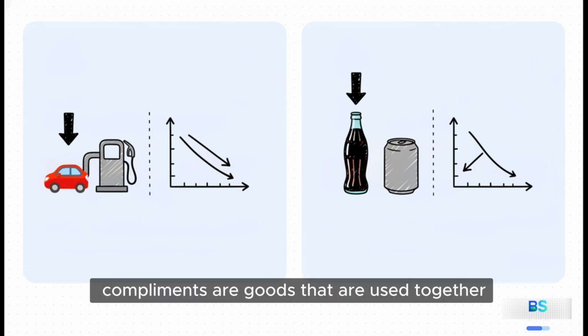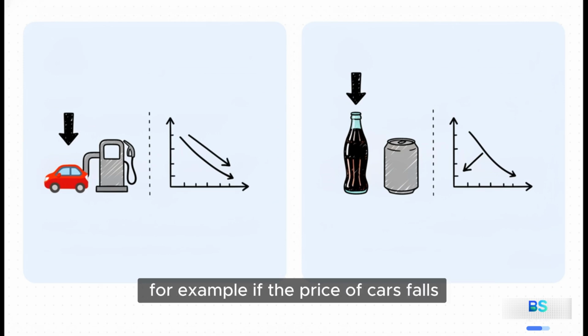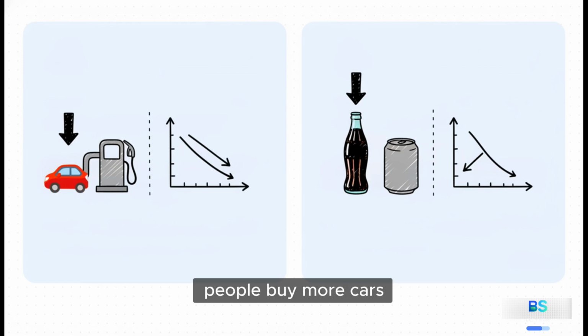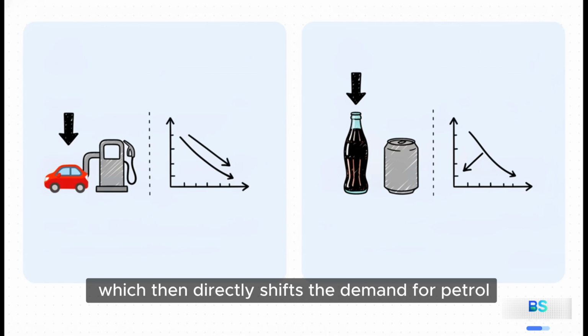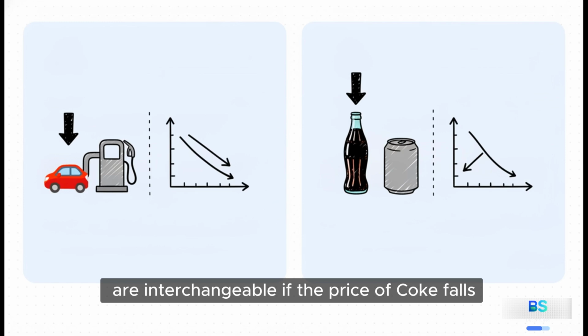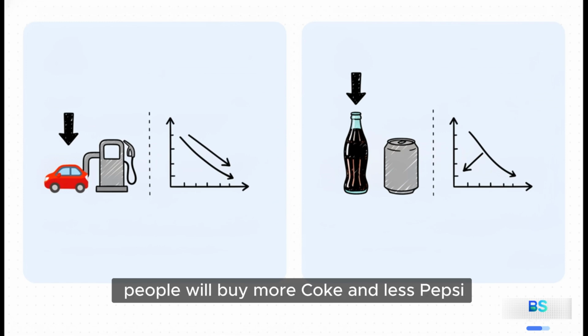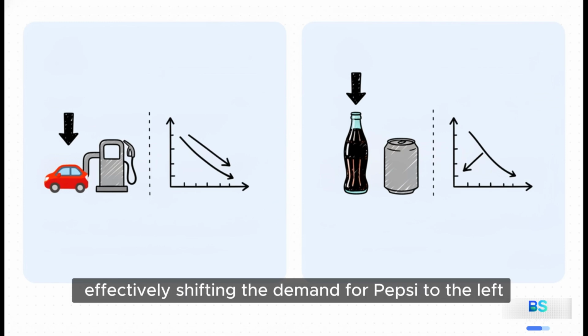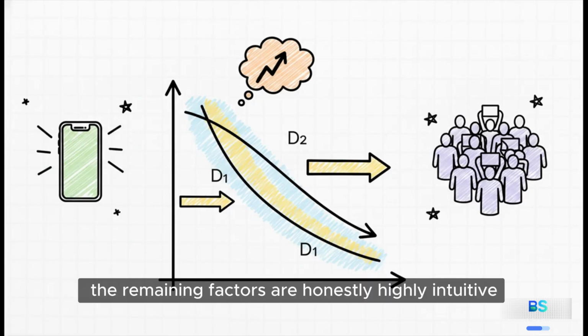Complements are goods that are used together. For example, if the price of cars falls, people buy more cars, which then directly shifts the demand for petrol to the right. They go hand in hand. Substitutes, on the other hand, are interchangeable. If the price of Coke falls, people will buy more Coke and less Pepsi, effectively shifting the demand for Pepsi to the left.